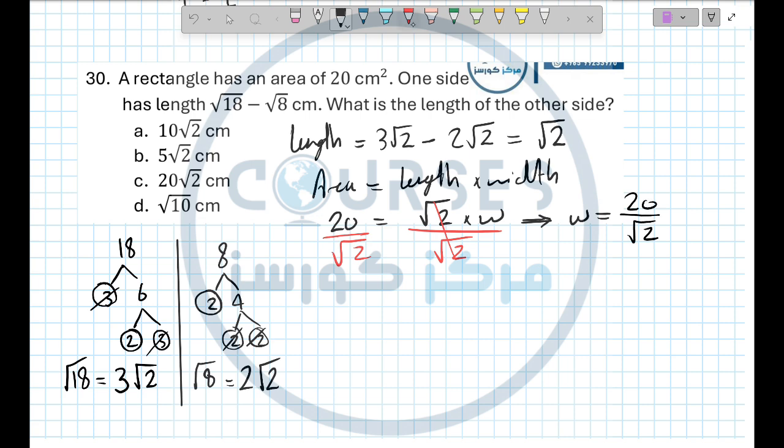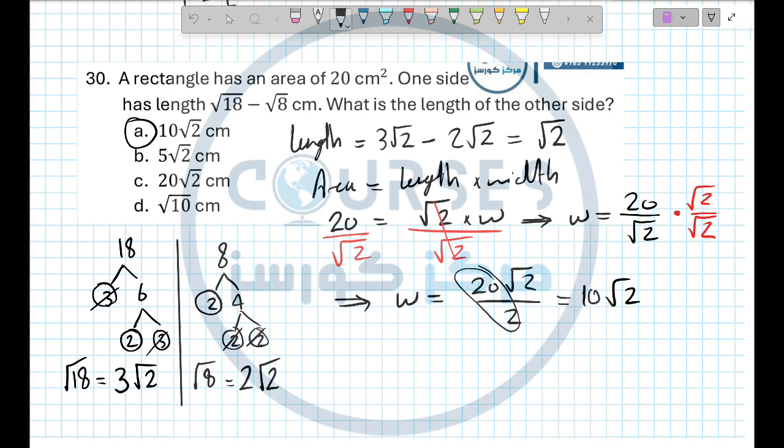Of course, this wouldn't be the answer. We need to multiply by the conjugate. We only have the radical, so we just multiply by the radical up and down. There is no plus or minus in here because the denominator is just the radical. So W will be equal to 20 times radical 2, which is 20 radical 2, over radical 2 times radical 2, which is just 2. These can be divided. 20 divided by 2 is 10, so it's 10 radical 2, which is A.